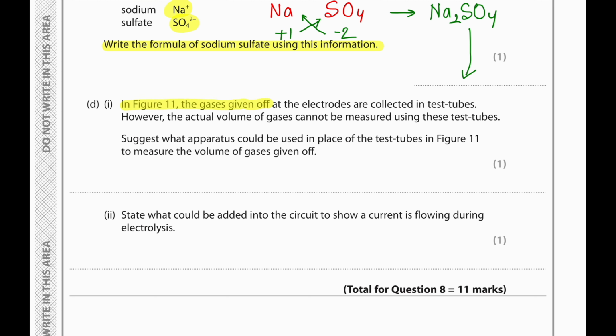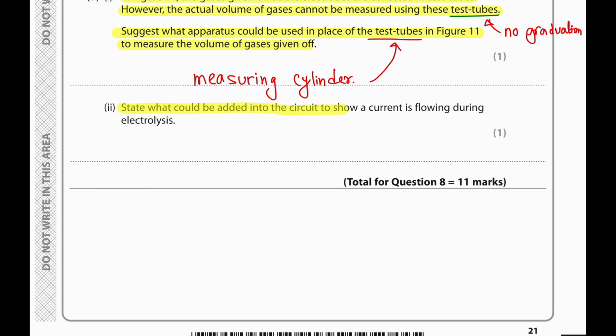In figure 11, the gases given off at the electrodes are collected in test tubes. However, the actual volume of gases cannot be measured using these test tubes because test tubes don't have any graduation. Suggest what apparatus could be used in place of test tubes in figure 11 to measure the volume of gases given off. Instead of a test tube, it can be easily replaced by a measuring cylinder because a measuring cylinder has graduation. State what could be added to the circuit to show a current is flowing during electrolysis. We can add a lamp, so when the lamp lights up, we will know that the electrolysis is going on.